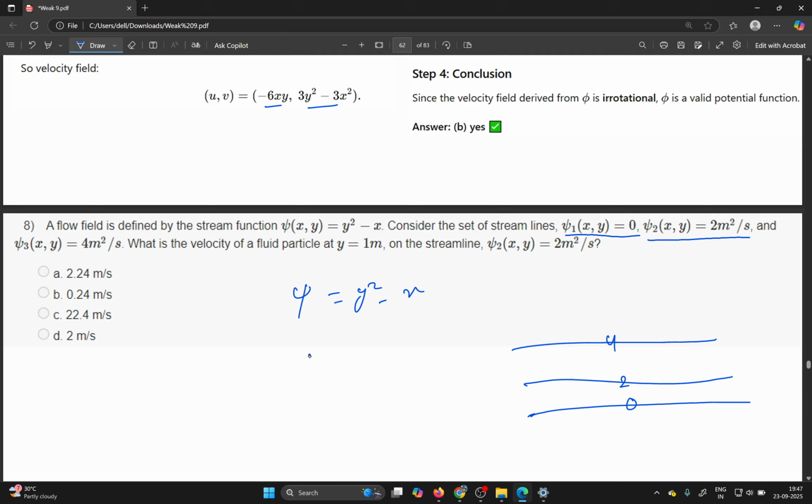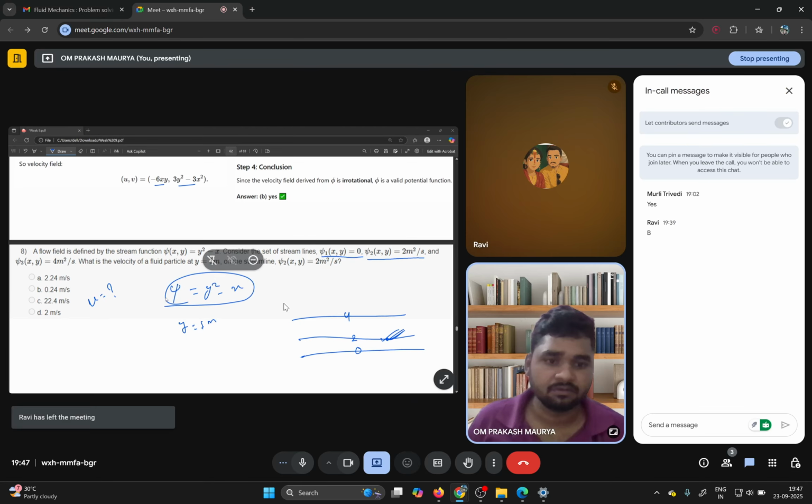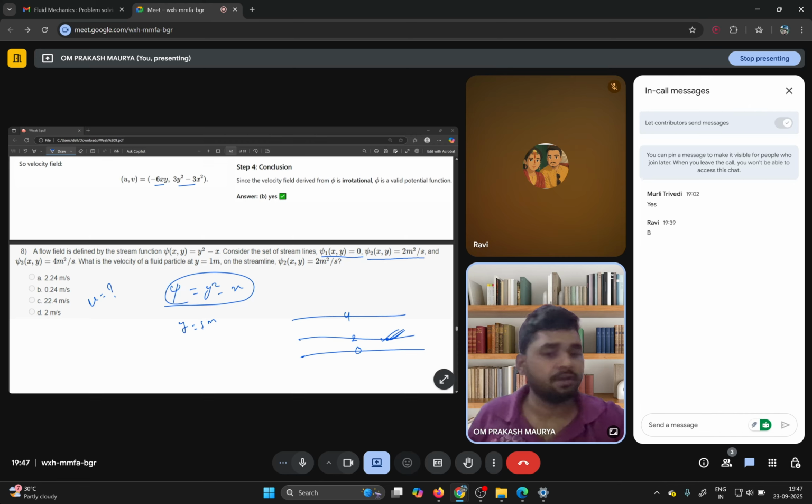So y equal to 1 meter is given here. You need to put the value in this equation, which is why it is given on the streamline. So you have to focus on this streamline. The question is asking about this streamline, so the velocity. How will you proceed? Just think on that and try to solve within 5 minutes, please. Very important question.